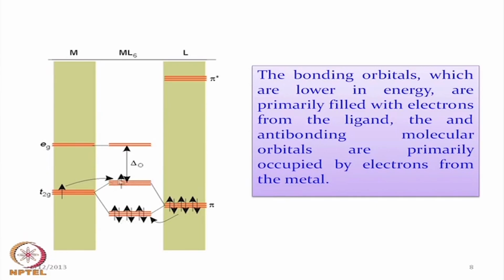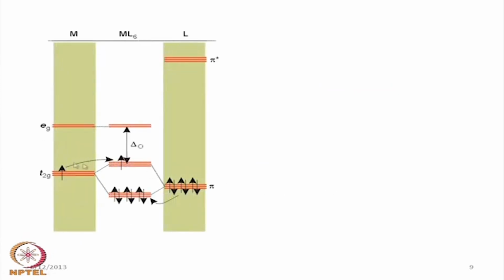So, therefore, this antibonding metal type T2G star orbital is available for transfer of electron density from this level to that level, that means T2G star to EG star level. So, these orbitals are therefore being utilized for this type of interaction. So, what we can have, therefore, is that this gap is getting reduced.